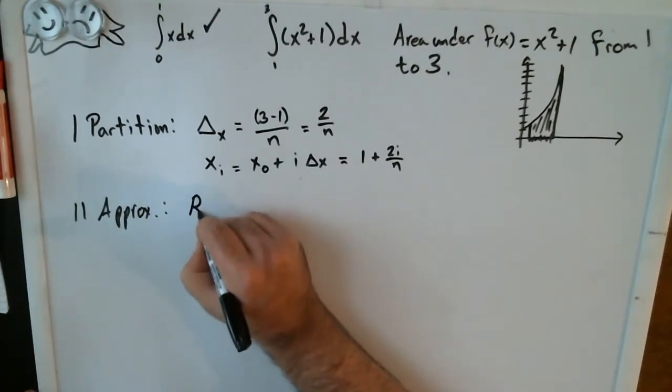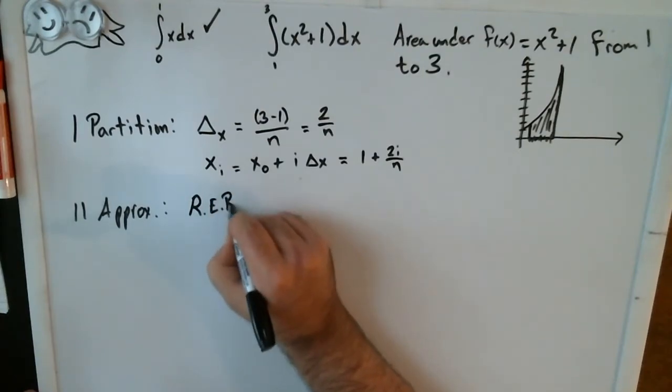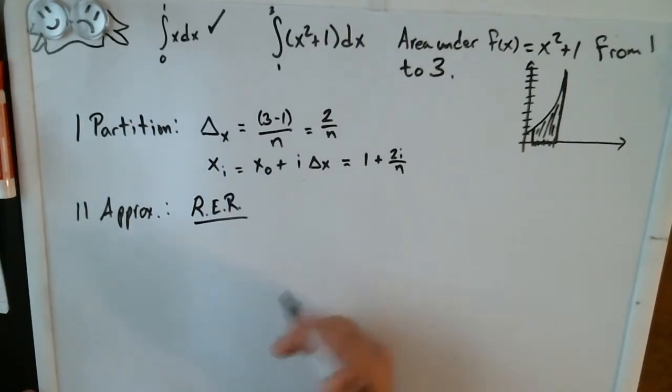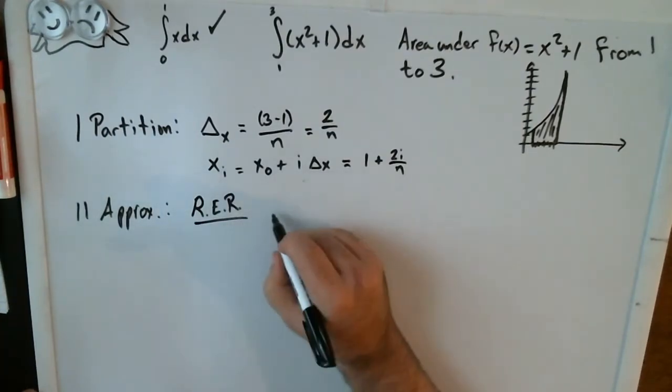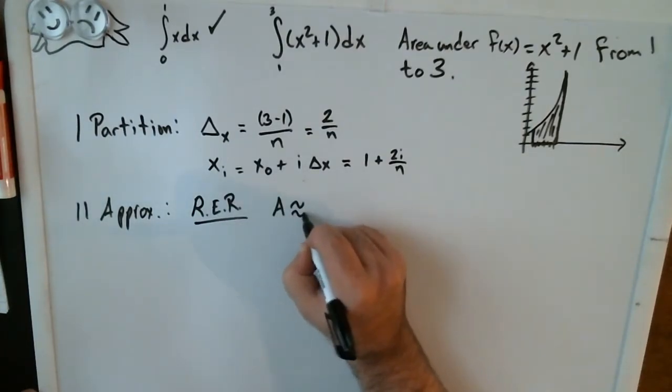And we're again going to use the right endpoint rule. There's nothing that keeps you from using any other rule. You can go ahead and experiment with it. This is just usually the easiest one to write down.